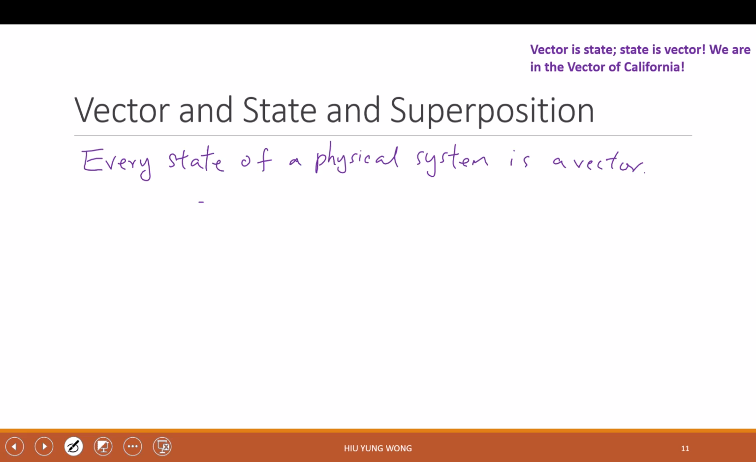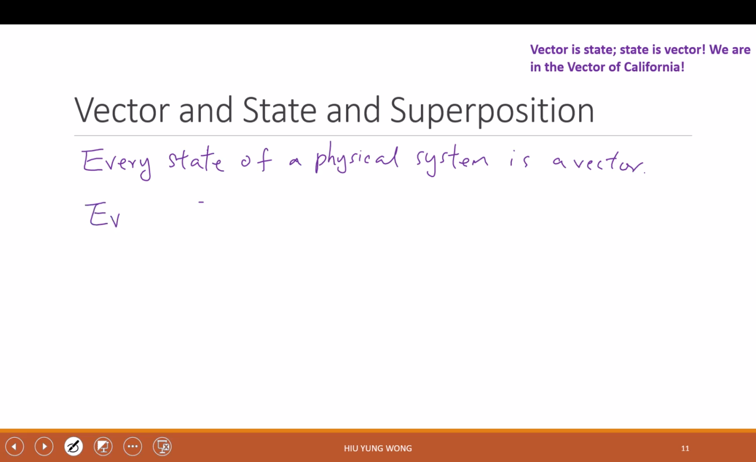And this vector is a linear combination of some basis states, the velocity in 3 dimensions, right? Think about that, right? So every physical system has a state. And actually, your purpose is to find out which state it is in, because every state has a corresponding property, okay? So every state of a physical system is a vector, and that's why we study vectors, right?